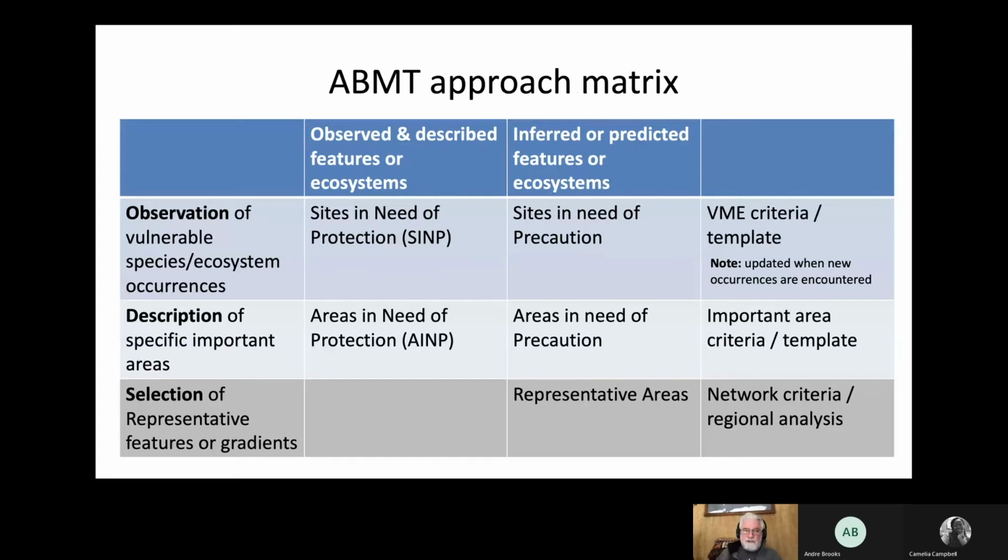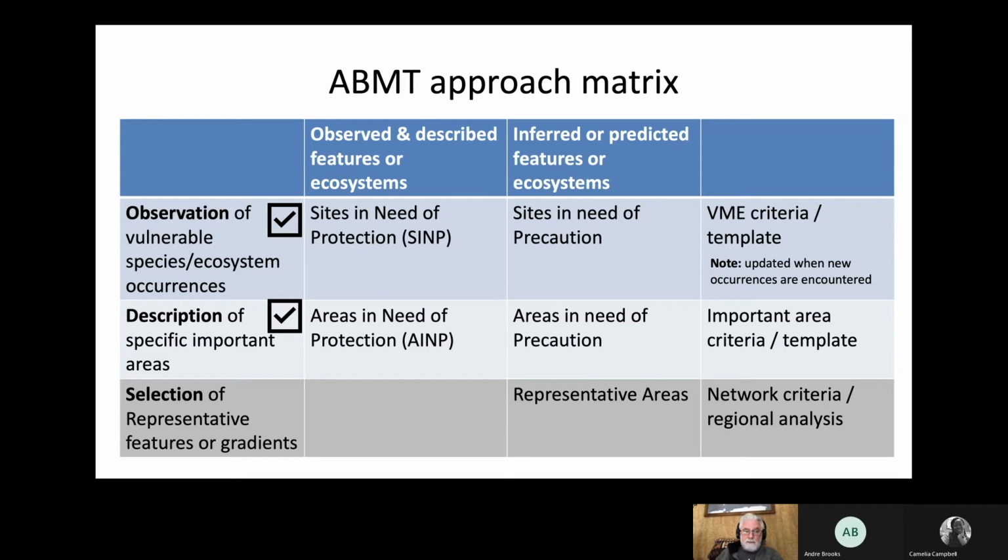So this matrix here is trying to just describe the different kinds of tools that were implemented at the EVERA meeting. The first were observation of vulnerable species and ecosystems. When those areas were described in full, they were put into a category titled Sites in Need of Protection. When they were inferred or predicted, features or ecosystems, they were put into a category called Sites in Need of Precaution. They were implemented through the use of a VME criteria specifically applied in the context of the ISA.